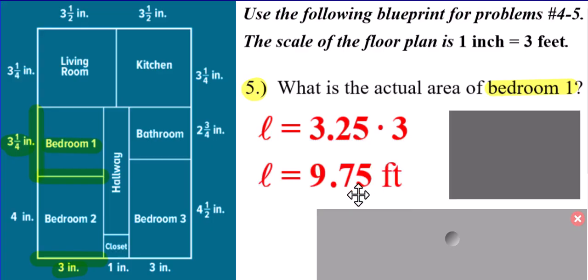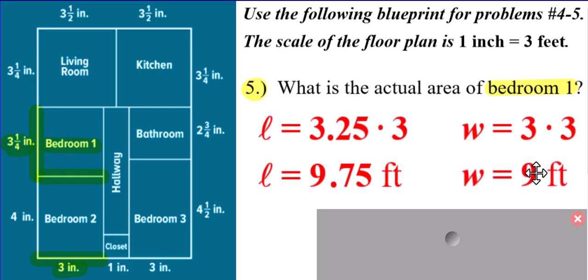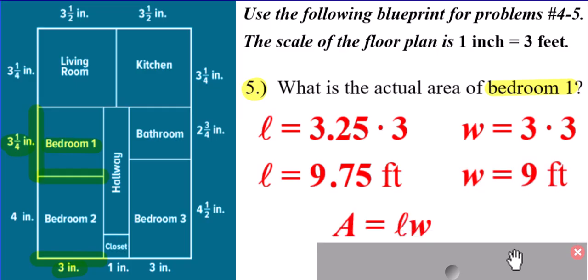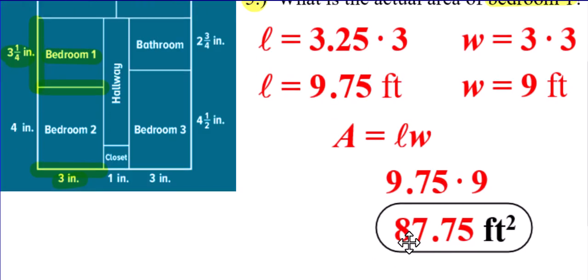Now, let's do the same thing for the width of 3 inches. Take that times 3 feet. Don't need a calculator for that. 9 feet. Area equals length times width. 9.75 times 9 is going to give you 87 3/4 or 87.75 square feet. Again, if you want to have this as a mixed number, 87 3/4, that would be fine. Totally acceptable. It is the same thing. Just make sure you have square feet for your unit of measure.